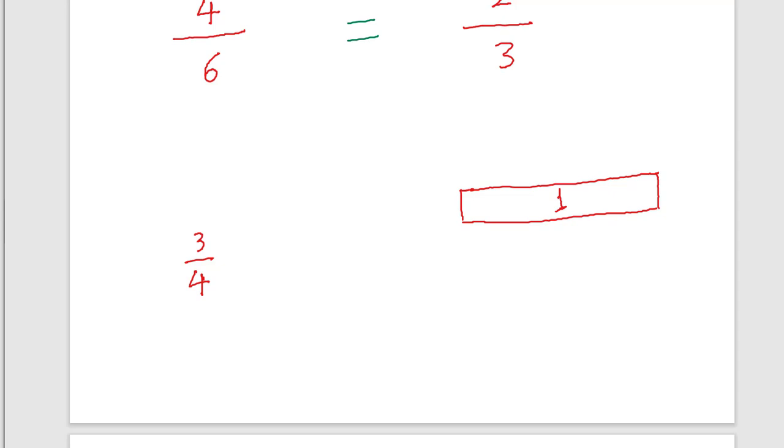Okay, we divide it according to the denominator. This is the parts in the whole. So the 4 here is all parts in one whole? How many parts in one whole? 4. So I divide it into 4.